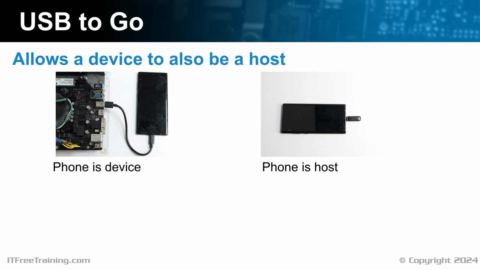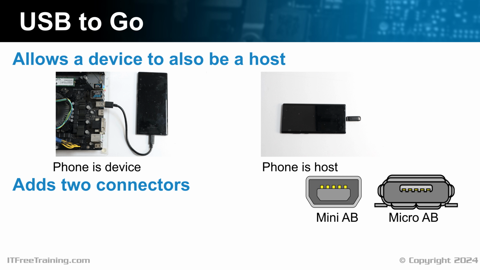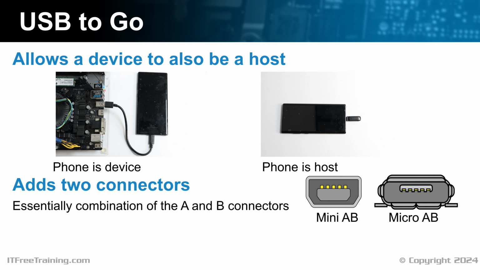We learned previously that the Type-A connector goes to the host and the Type-B connector goes to the device. Thus, the existing connectors don't allow a device to be both a host and a device. To get around this, two additional connectors are added. These connectors can be used as a Type-A or Type-B connector. Essentially, these connectors are a combination of the A and B type connectors in one. Thus, they can be used with both.